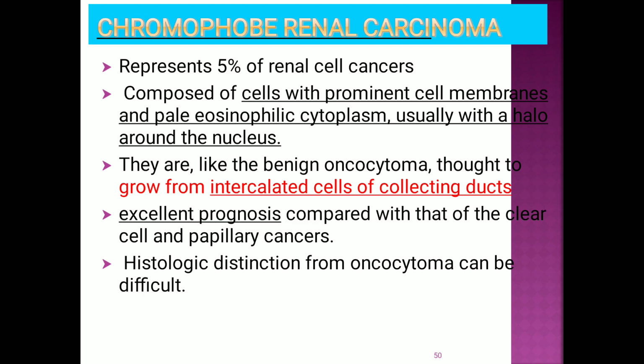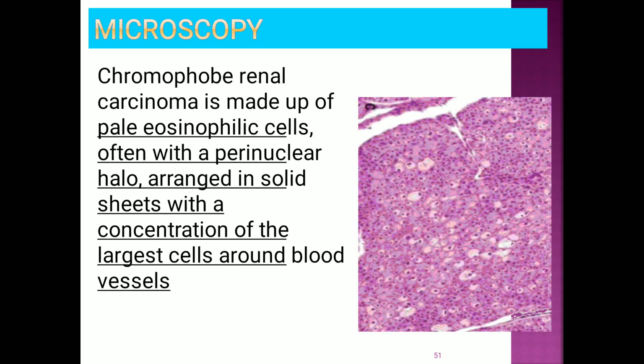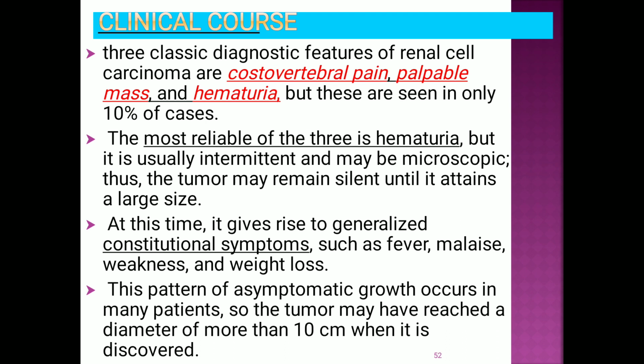Chromophobe renal carcinoma represents 5% of renal cell cancers, composed of cells with prominent cell membrane and pale eosinophilic cytoplasm, usually with a halo around the nucleus. They are, like the benign oncocytoma, thought to grow from intercalated cells of collecting ducts. It has an excellent prognosis. Histologic distinction from oncocytoma can be difficult. Chromophobe RCC is made up of pale eosinophilic cells, often with a perinuclear halo, arranged in solid sheets with a concentration of the largest cells around the blood vessel.